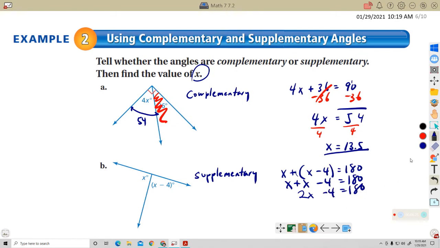Adding 4 to both sides. I'm going to run out of room. 2x equals 184. Let me move this out of the way here. So dividing both sides by 2, x will equal 92. So this is 92, and this is 92 minus 4, which is 88. Okay, so x is 92.